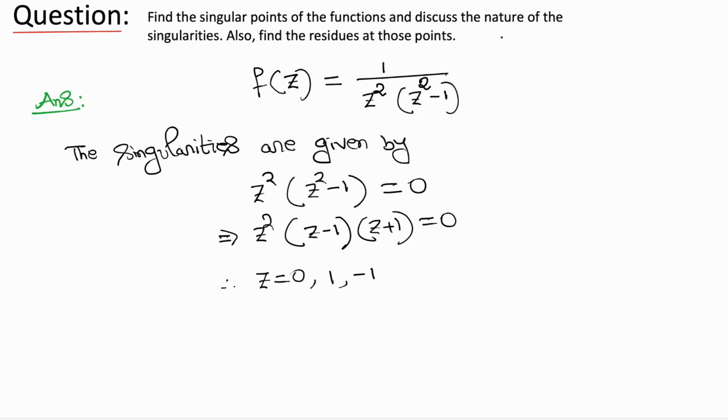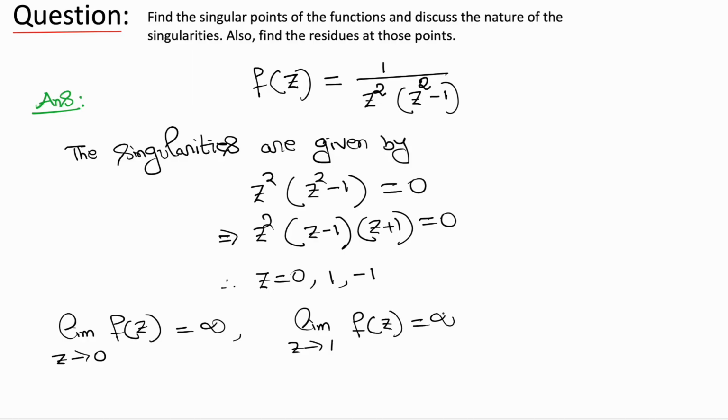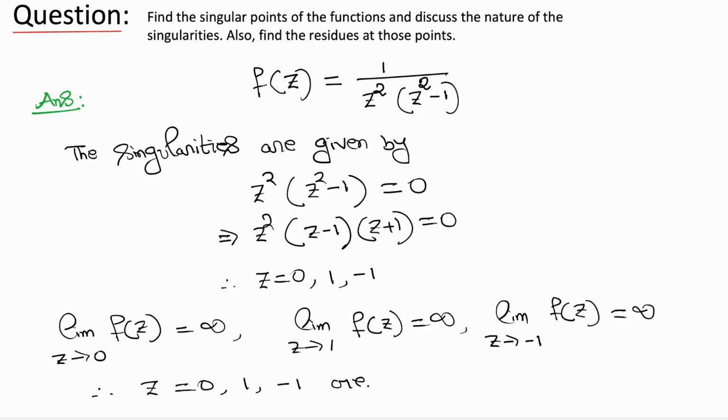Now we have to discuss the nature of these singularities. Look that the limit of this function f(z) as z tends to 0 is infinity. Similarly, the limit as z tends to 1, f(z) is also infinity, and again the limit as z tends to -1, f(z) is equal to infinity. Therefore, all these points 0, 1, -1 are poles of this function.